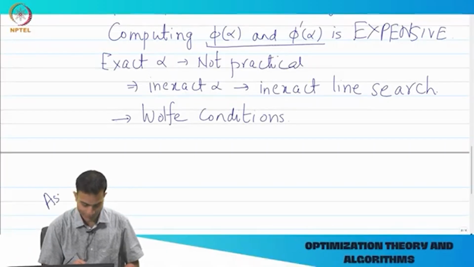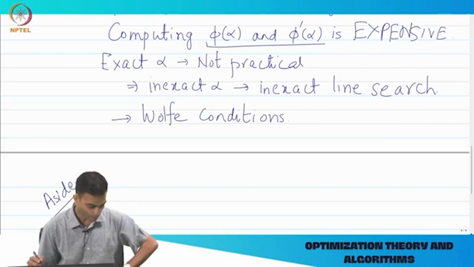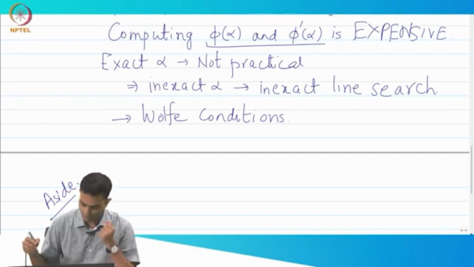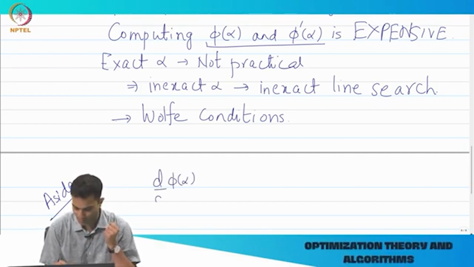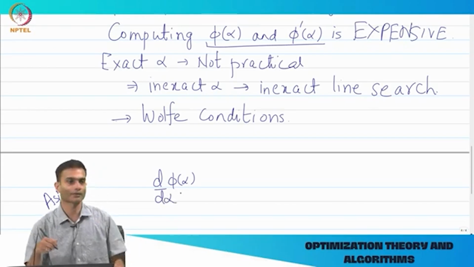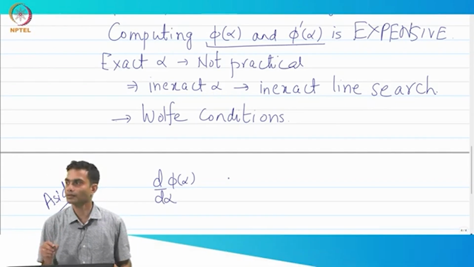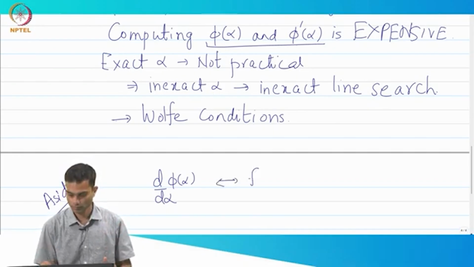Let's just take an aside before we do that. Now I want to calculate this. This is a quantity that is going to be needed very often. Now how do I write this in terms of F and P? What is the expression for this?